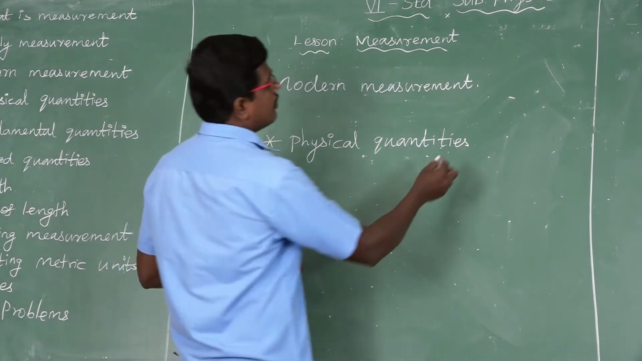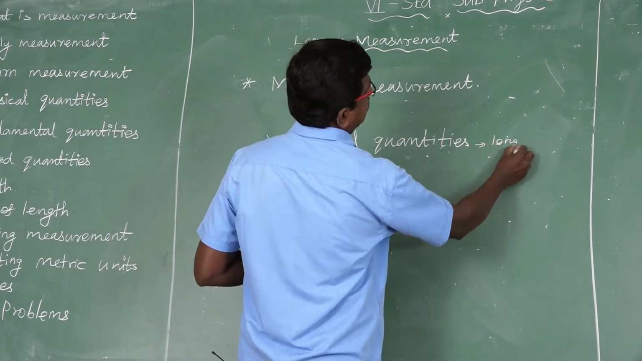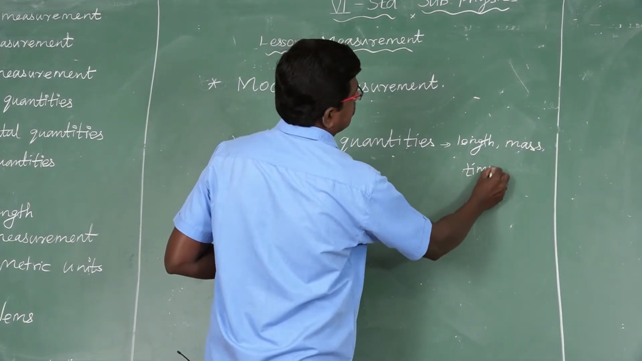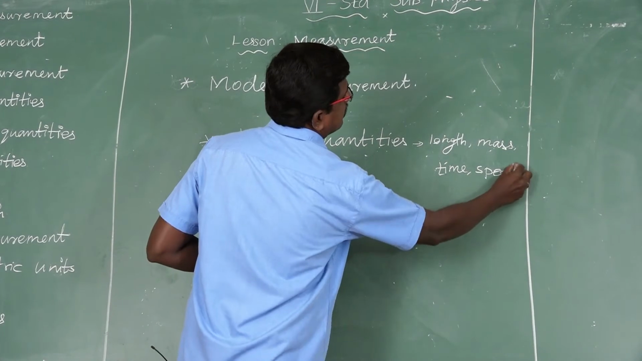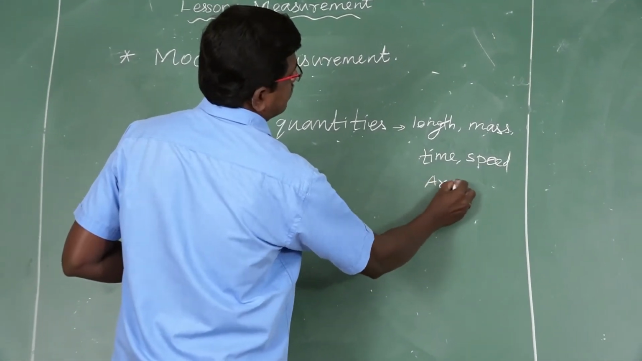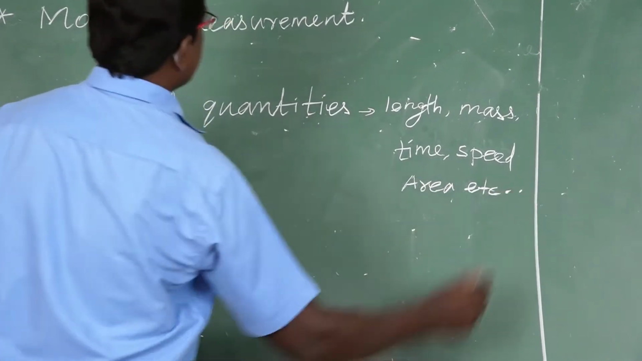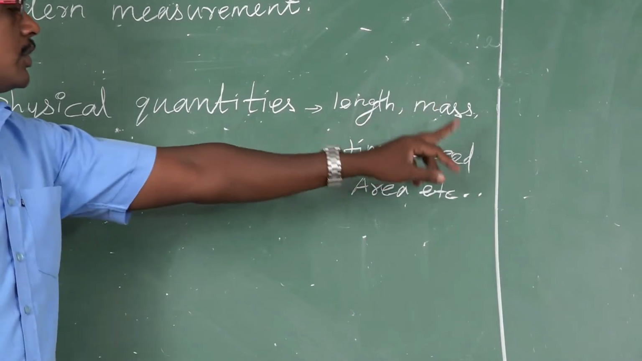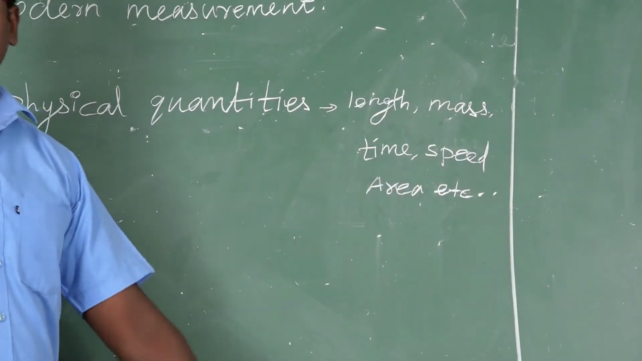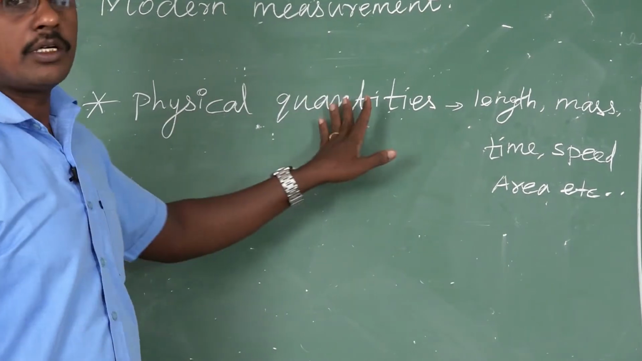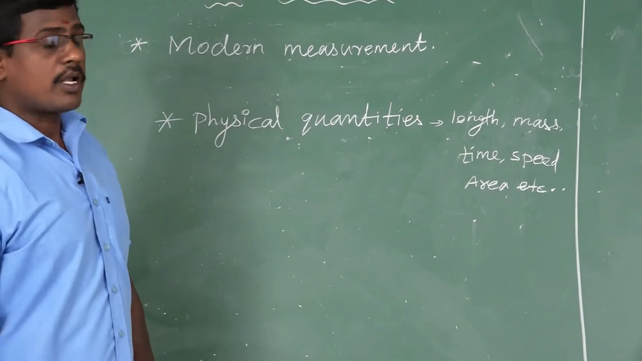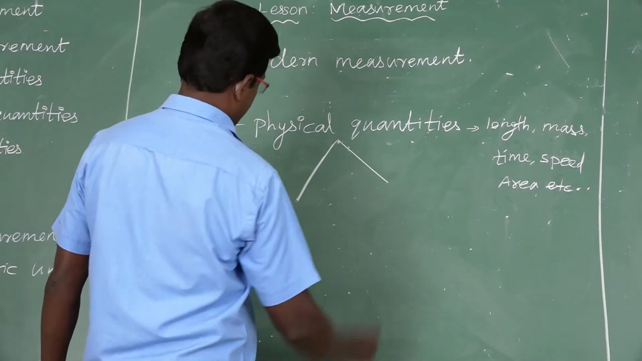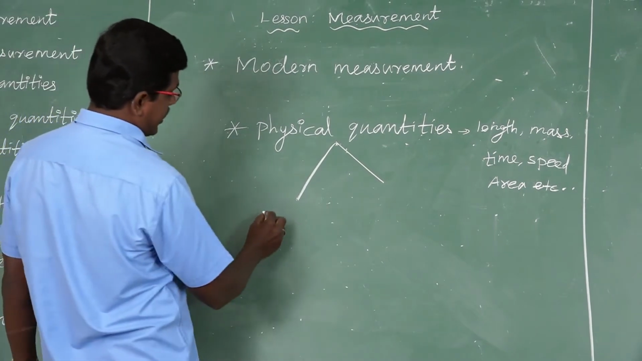Examples of physical quantities: length, mass, time, speed, area, volume, etc. Physical quantities are of two types: one is fundamental quantities, and the other is derived quantities.